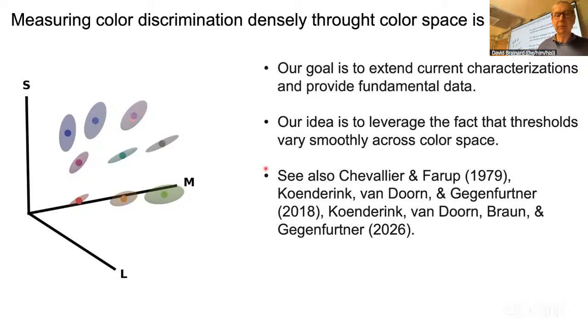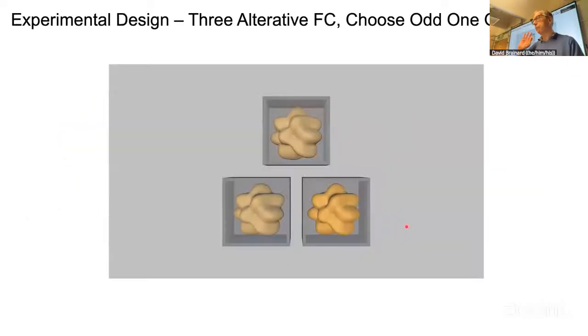I'll say that other people have had this idea and have done some nice work on it. Chevalier and Ferrup tried to interpolate MacAdam's measurements from the 40s. Jan Koenderink and Andrea van Doorn and Karl Gegenfurtner have been making measurements and using theory that are actually very similar in spirit to what we're doing, different in many details. They have a 2018 paper and a 2026 preprint that you can read if you really get into this and think about how it's the same or different from what we're doing. Okay, so how do we proceed?